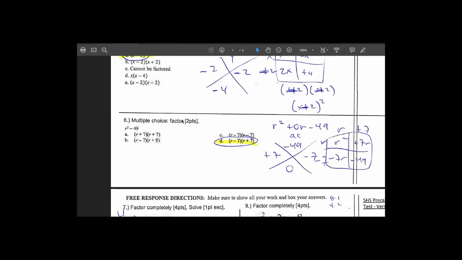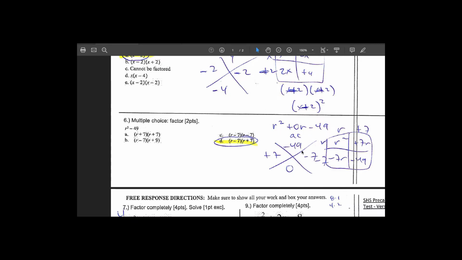Question number 6, multiple choice. Factor r squared minus 49. So here you should recognize that you have an A value and a C value, but no B value. So you have to put that placeholder there. R squared plus 0r minus 49. And what's happening here is A times C is negative 49. Your B value is 0.